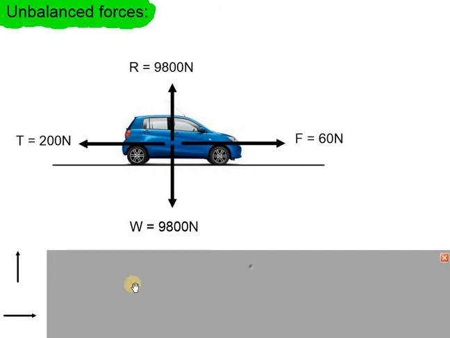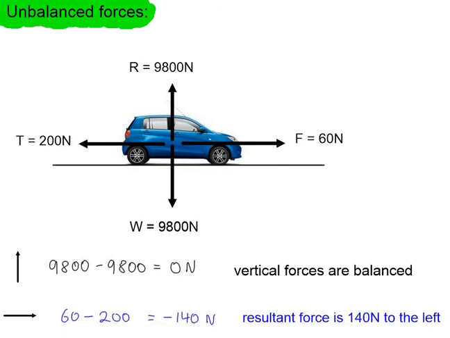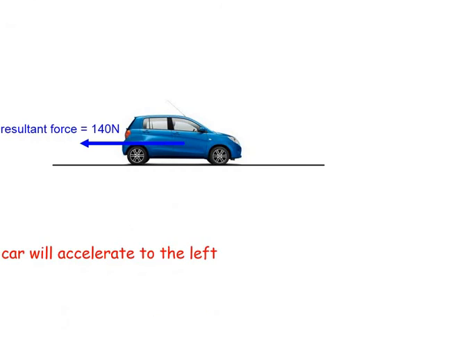Here is another similar example demonstrating unbalanced forces. Again, the vertical forces are balanced. Horizontally, if I take forces to the right as positive, we'll have 60 minus 200. So now the resultant force will be minus 140 newtons, but the minus is telling us it's in the opposite direction to the arrow here. So it's 140 newtons towards the left, like this. This could be an example of a car that's in reverse gear and is going backwards.